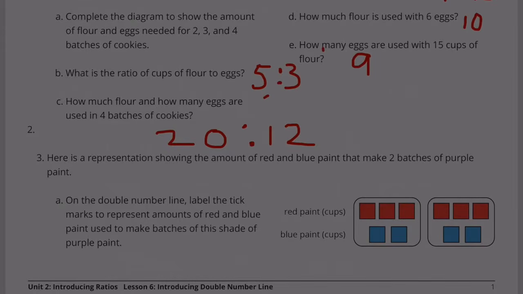Number 3. Here is a representation showing the amount of red and blue paint that makes 2 batches of purple paint. A. On the double number line, label the tick marks to represent amounts of red and blue paint used to make batches of this shade of purple paint.